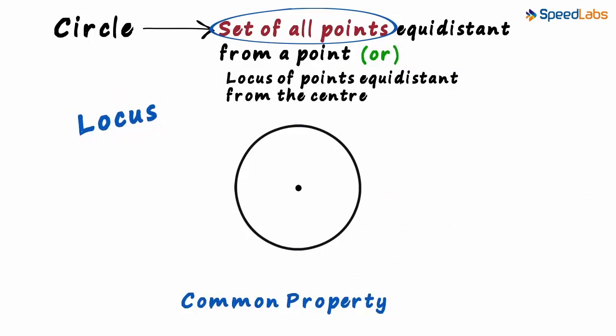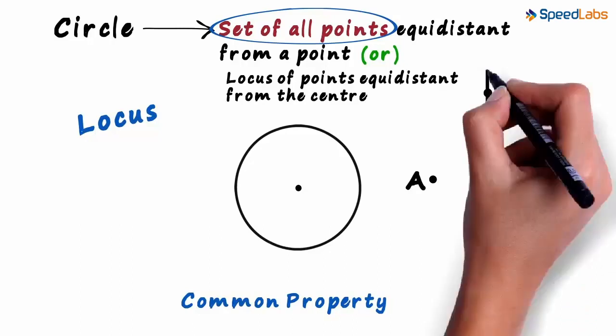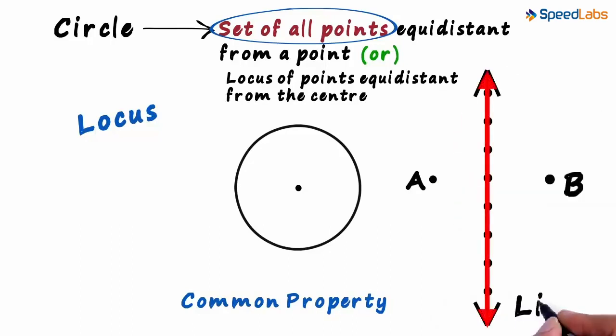Did you know that even a line can be defined as a locus of points? Consider two points A and B. We need to mark points which are equidistant from the points A and B and lie on the same plane. Let this be our first point. This point is equidistant from points A and B. This is another point like that. And we continue to mark all such points. And guess what? All these points together will form a straight line.